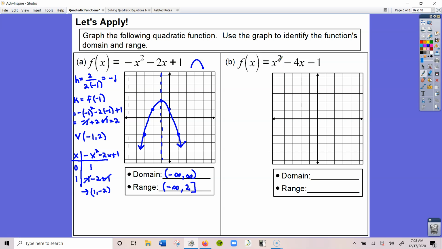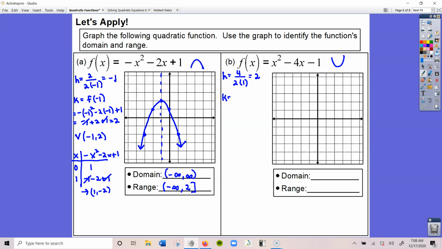For this one, we have x squared minus 4x minus 1. Because a is a positive 1, that means that my parabola is going to open upwards. Let's figure out the vertex. So we'll start with h, which is negative b, which negative b would be a positive 4, over 2 times a, which is 1. 4 divided by 2 is 2. So h is going to equal 2.